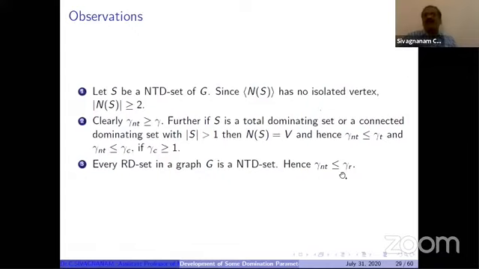So what is the open problem you may have from this? When these two, gamma NT and gamma T, are equal, we can try to characterize.